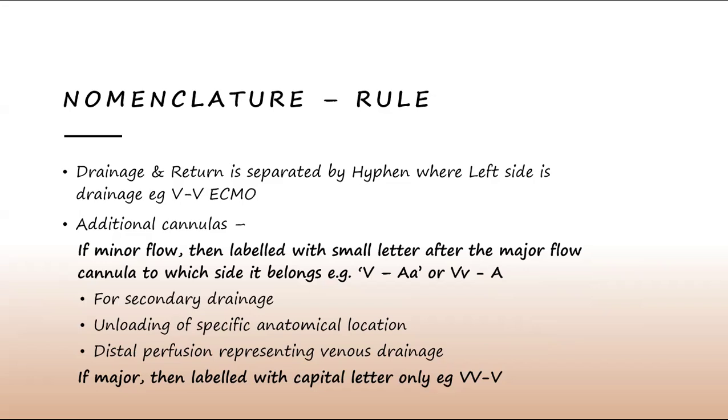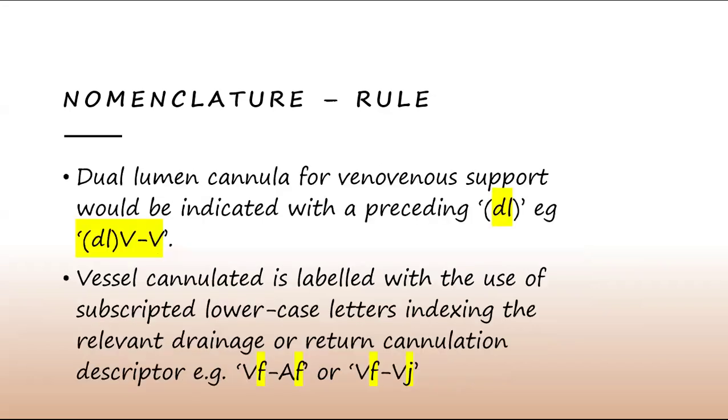Small and capital letters depict the flow inside the cannulas. If it's a minor flow, it's a small letter. If it's a major flow, it's a capital letter. One more nomenclature rule is whenever you're using a double lumen cannula for a veno-venous ECMO, DL should be added as a prefix. So you should add DLVV. That means it's a double lumen cannula and it's a VV kind of ECMO.